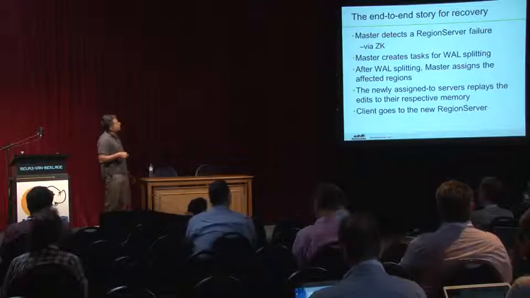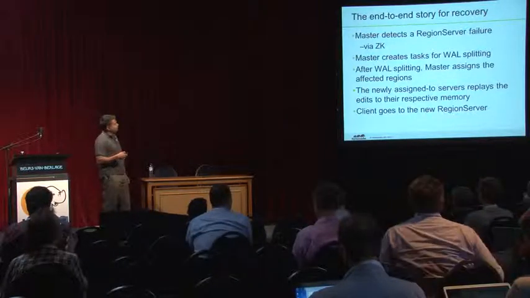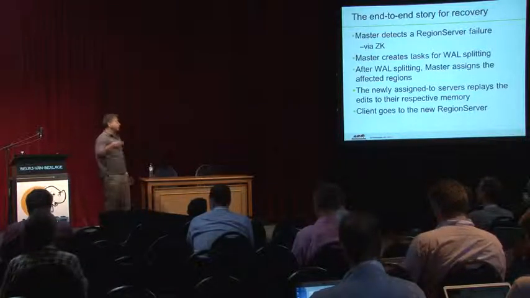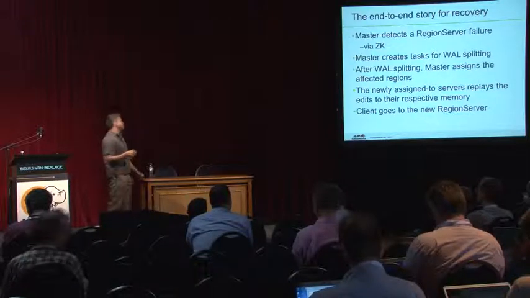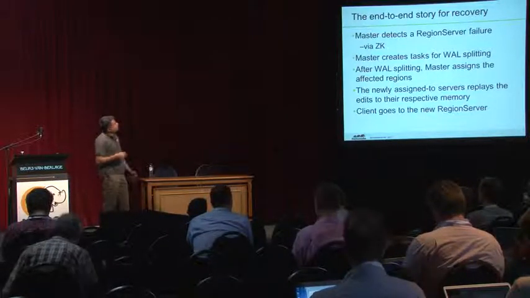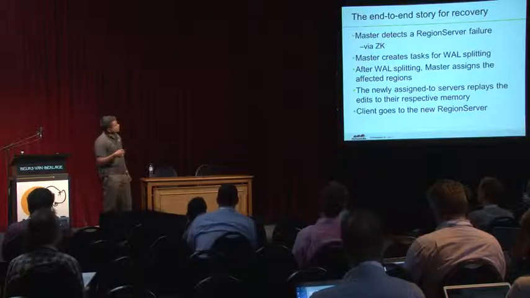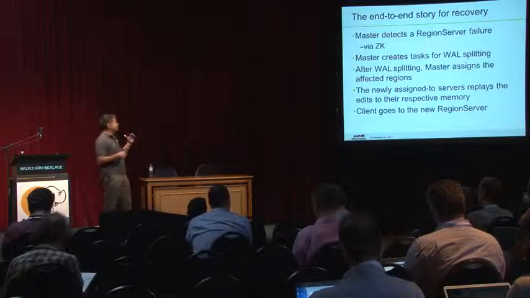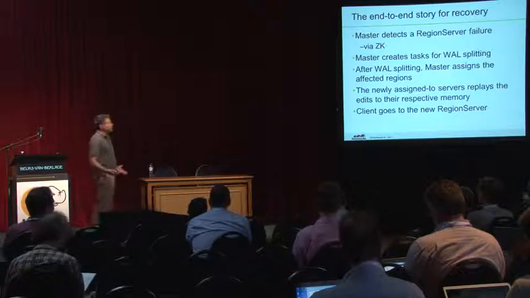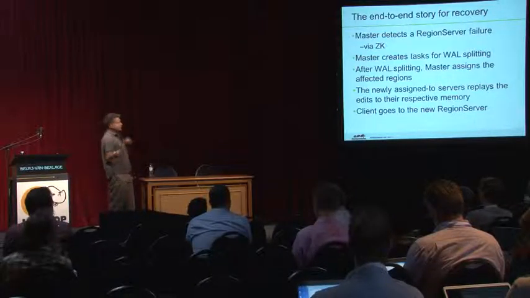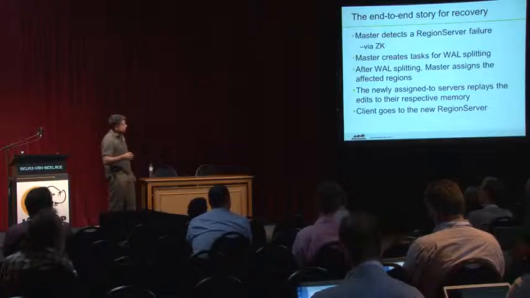And then the master creates tasks for WAL splitting. I just talked about the WAL file, right? So it creates tasks for splitting up the different WAL files that might have accumulated in the region server's directory on the HDFS, right? And after the WAL splitting, the master goes and assigns the affected regions. Whoever was running on that region server gets reassigned to other servers in the cluster, okay? And the newly assigned servers replay all the edits from those WALs into their memory, so they get a consistent view of what had happened in the earlier region server, right? And then the client is redirected to the new region server for their respective regions. Okay.